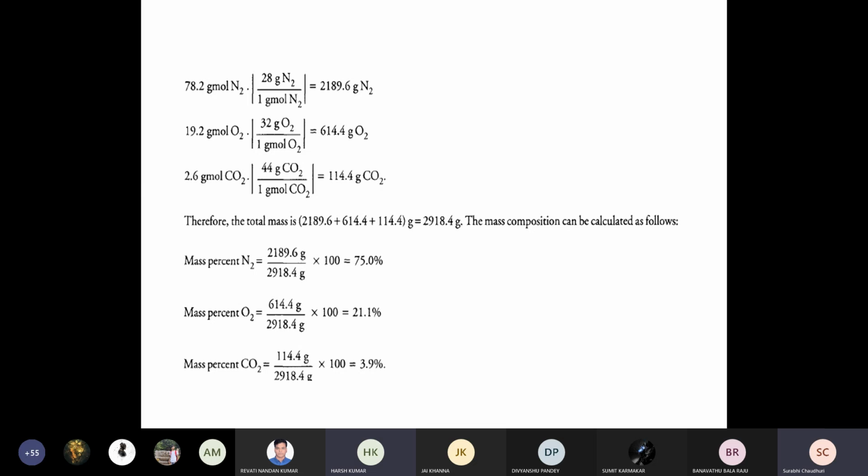Ma'am, the second part, I couldn't understand what part B is saying. This is part A. Part B is the mass of carbon dioxide in each cubic meter of gas leaving the fermenter.